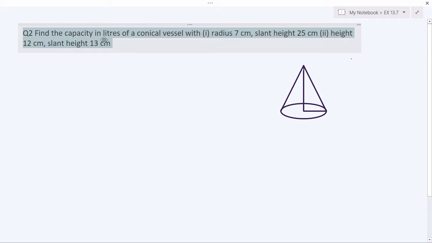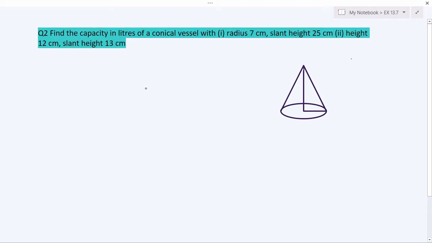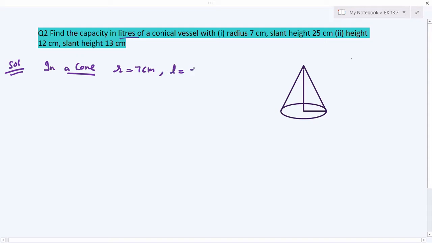Find the capacity in liter of the conical vessel. Means you have to find out the capacity in terms of liter. Right? So let us see what is given to us. Radius is this and slant height is 25 centimeters. So first of all we will write down what is given to us in a cone. r is given to us 7 centimeter and l is given to us 25 centimeter. Right? You know this l is your slant height. This is represented by this line, and r is your 7 centimeter.